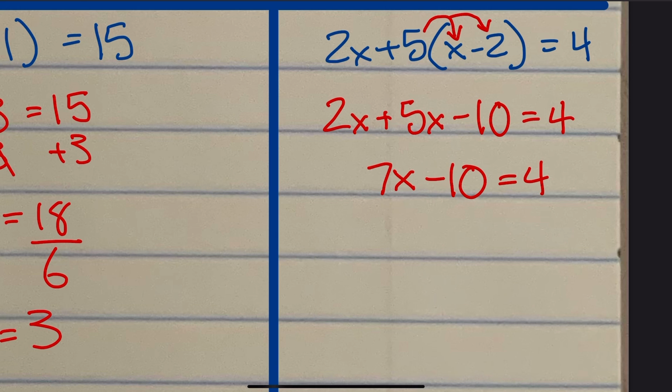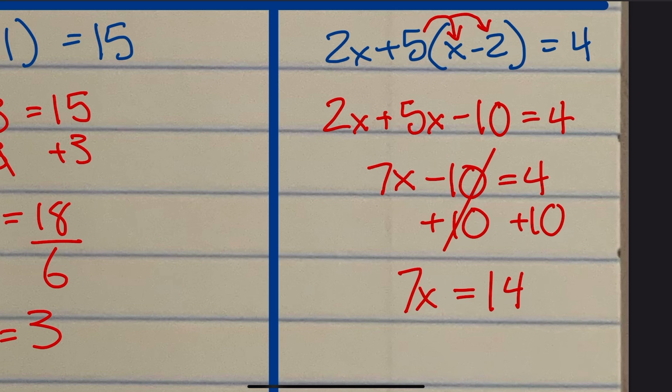All right, step 3, isolate the variable. So I want to get x by itself. Following the rules of two-step equations, I want to add or subtract first. So I want to get rid of that 10 by adding 10 to both sides. Okay, so it leaves us with 7x. This becomes a 0. And we have 4 plus 10, that's 14.